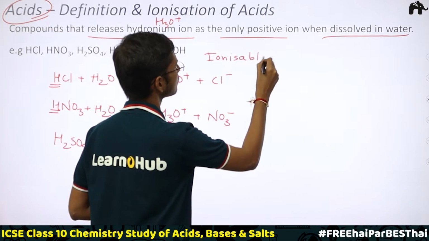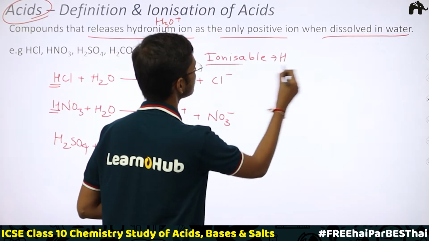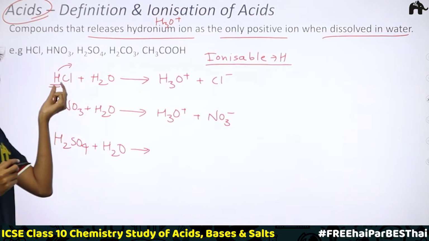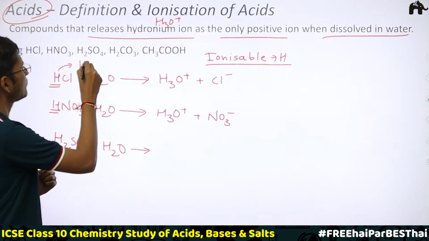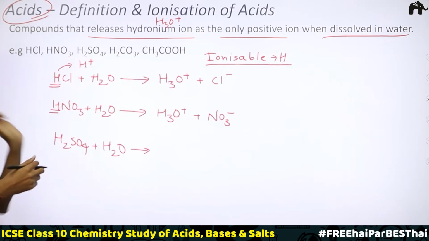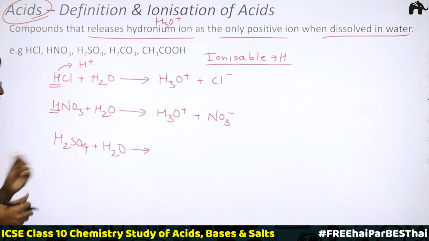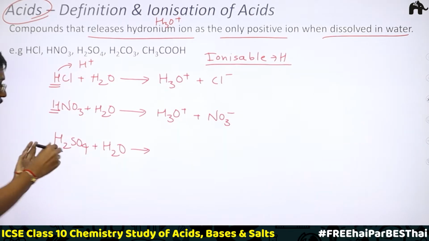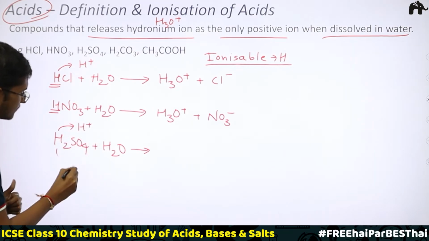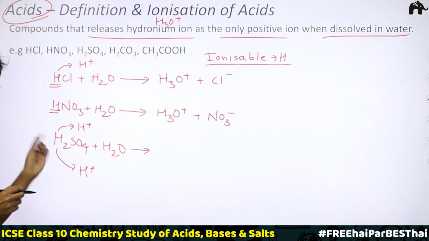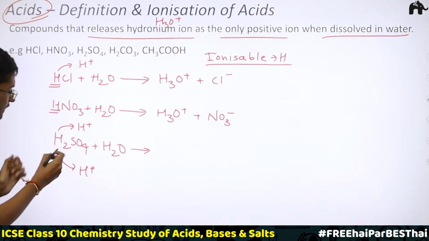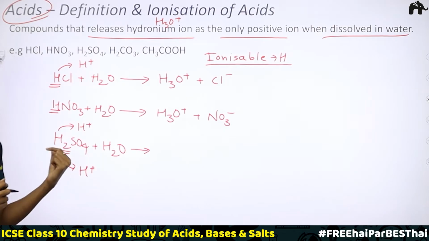Ionizable hydrogen. Why am I saying ionizable? Because these hydrogen atoms are released by the particular compounds to form H plus ions. That's why ionizable, right? Now, in the case of H2SO4, it has 2 hydrogen atoms, and H2SO4 is readily willing to give up 2 H plus ions. It is readily willing to give up its 2 hydrogens, and these hydrogens get converted into H plus ions. So this means it has 2 ionizable hydrogen atoms.